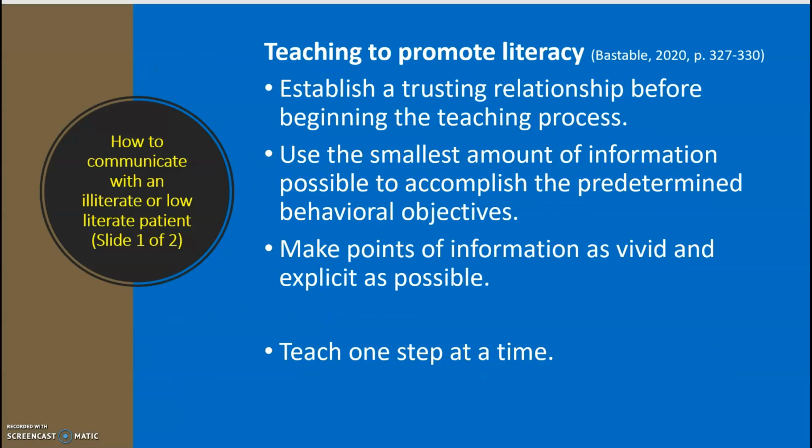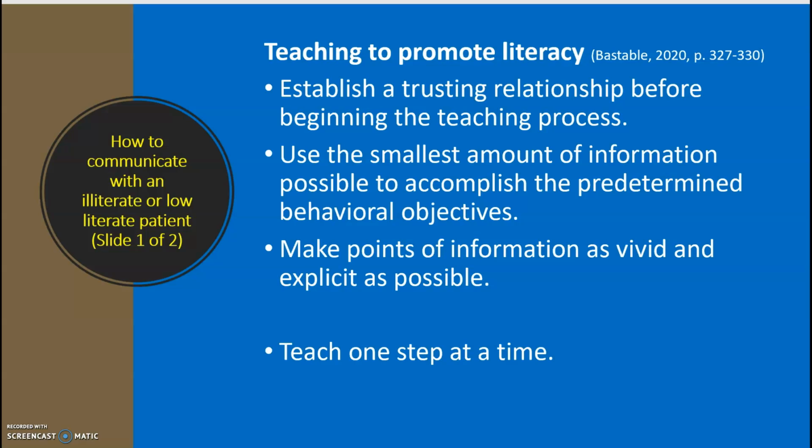Once you've figured out that someone has a literacy problem, you can change your communication style a little bit. Here are a few things you need to do to make sure that you're instructing them in a way that they can comprehend. First, and most importantly, you have to establish a trusting relationship with the patient. If you don't accomplish this step, no teaching will be effective. You can start by trying to get to know the patient on a more personal level.